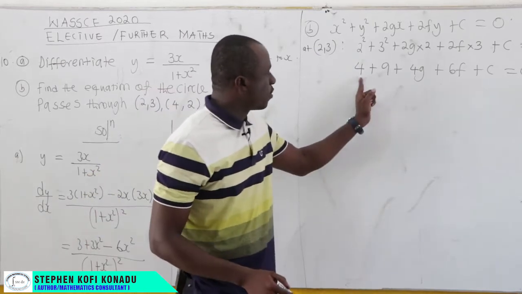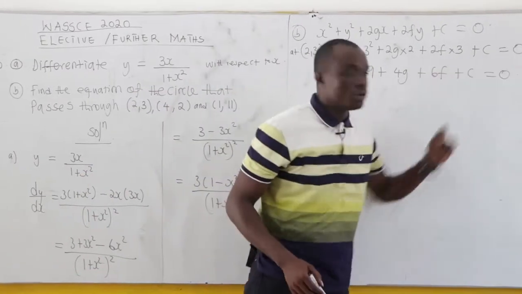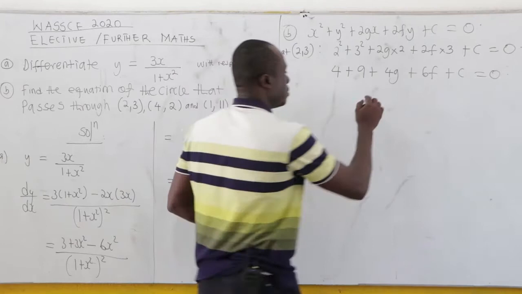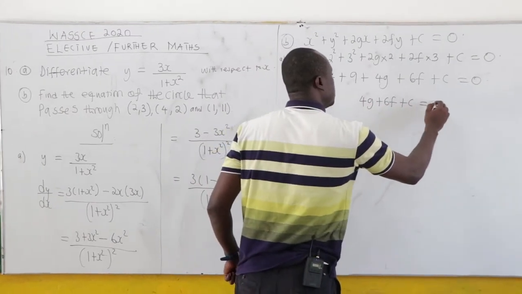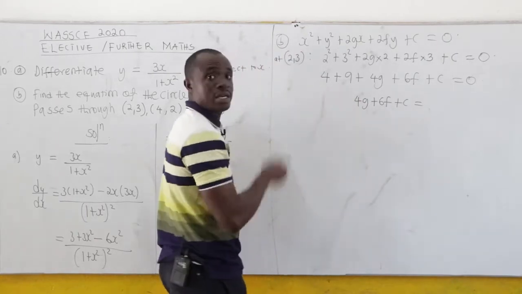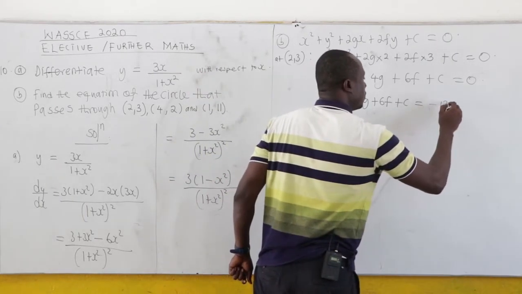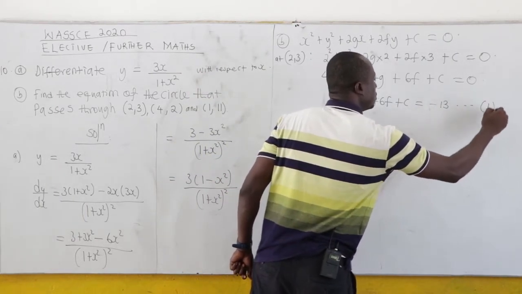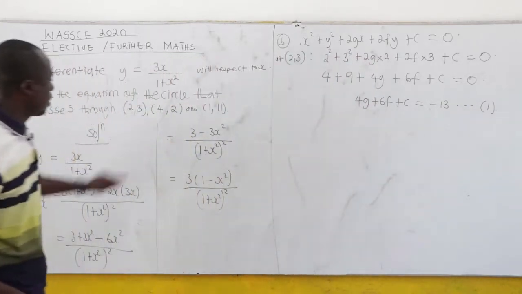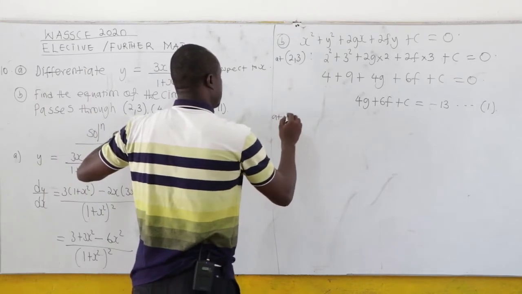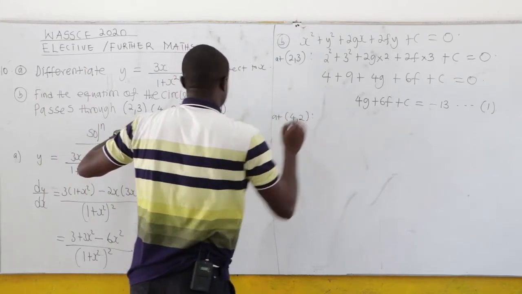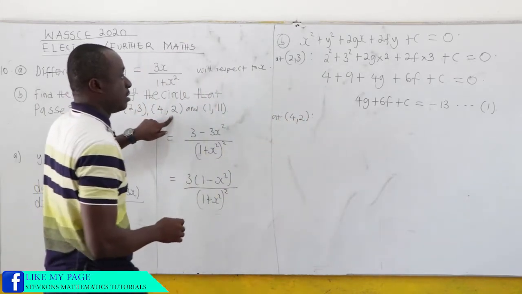So here 4 plus 9, which is 13, can go to the left hand side. So we have 4g plus 6f plus c equal to negative 13. This is equation 1. Now the other one too, let's choose 4, 2. So at the point 4, 2, x is 4, y is 2.